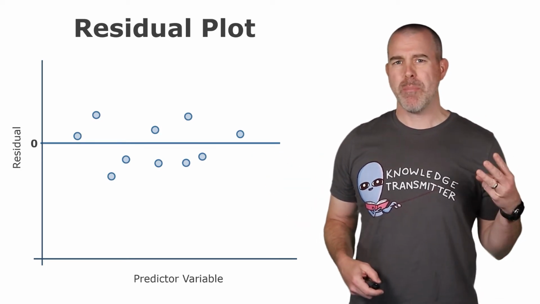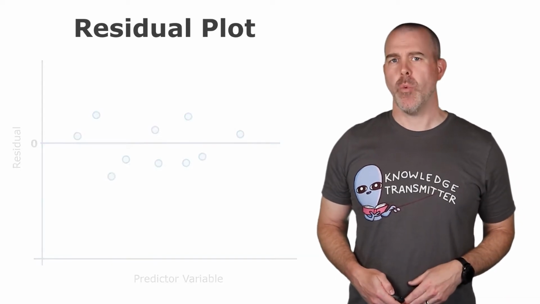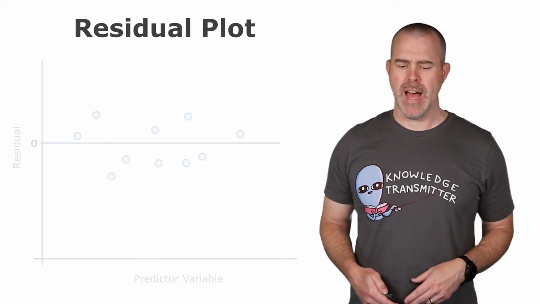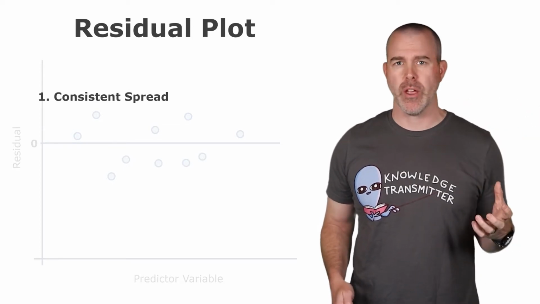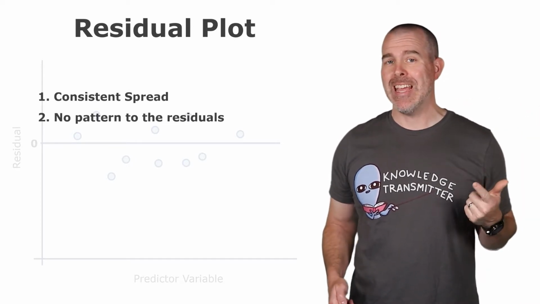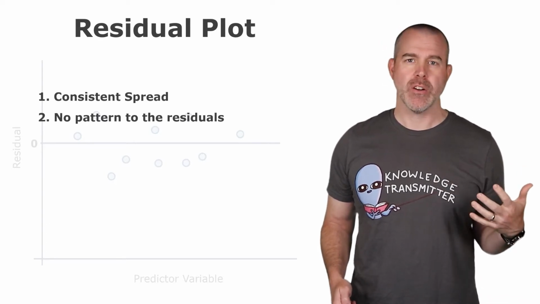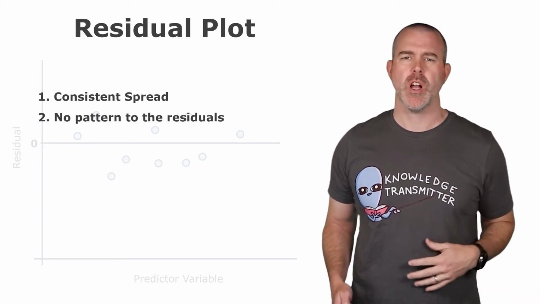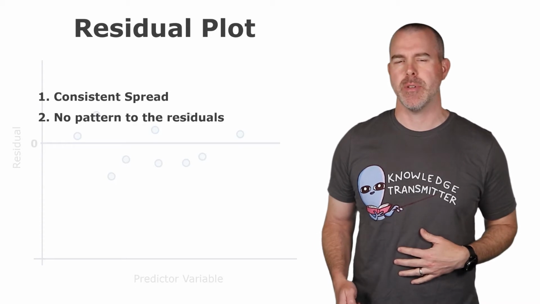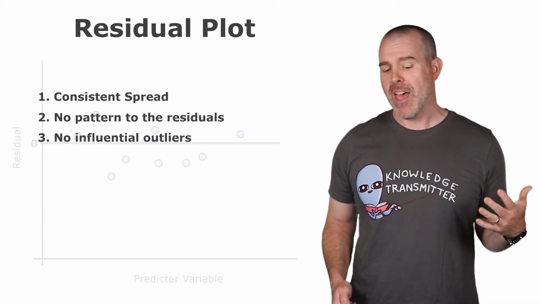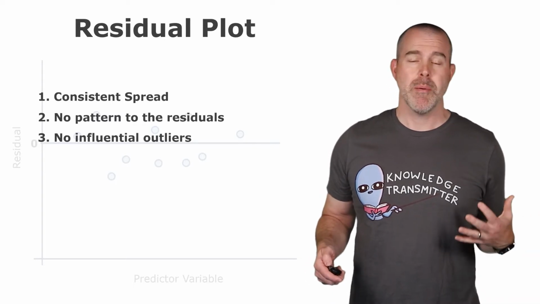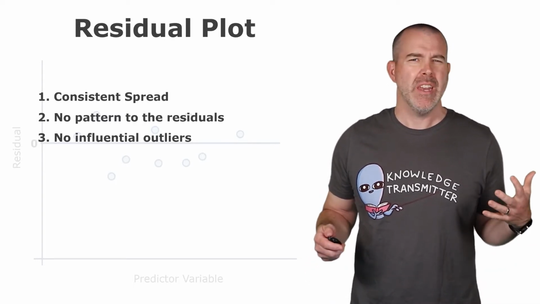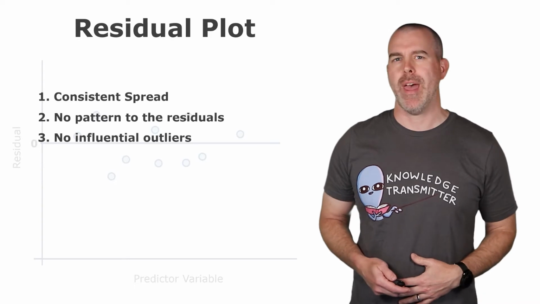There are three particular things we're going to want to look for on the residual plot. First of all, we want to have a consistent spread all the way across. Second thing is we can't have any kind of pattern to the residuals, and we'll talk about what that means and look at a couple of examples. And thirdly, we can't have any influential outliers. Outliers aren't the end of the world, but we can't have any that are, quote-unquote, influential. And again, we'll talk about what that means.